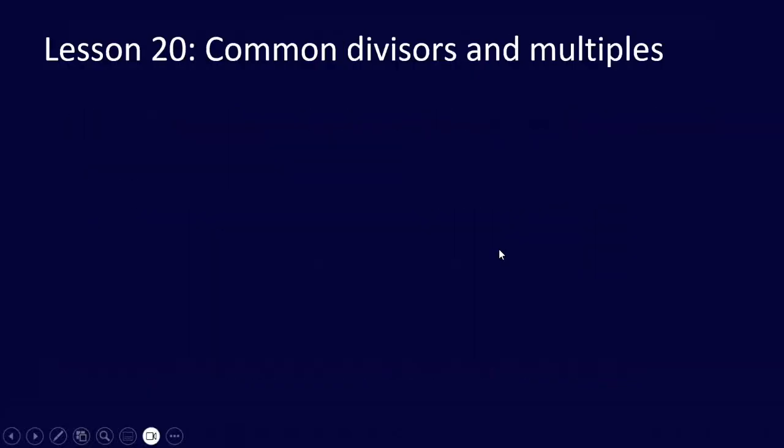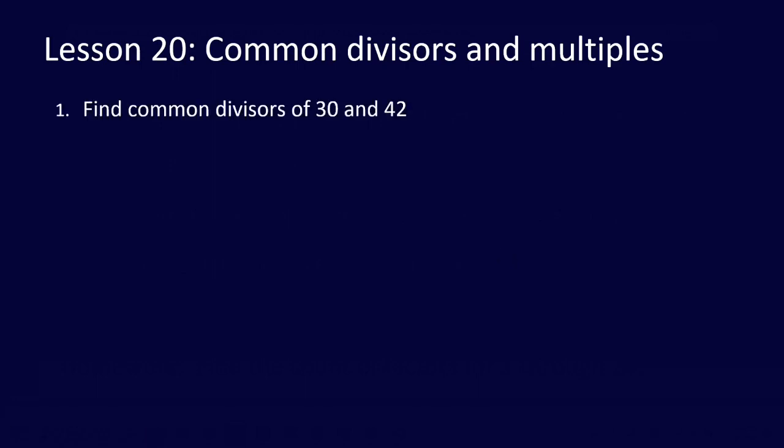Common divisors and multiples. Do you know this? So find common divisors of 30 and 42. Maybe you're more familiar with the word common factors of 30 and 42. That's why they are kind of interchangeable, I guess. Okay, let's try that, with or without using the factors function. Can you stop the video and try this? Okay, let's do it without the factors function first.